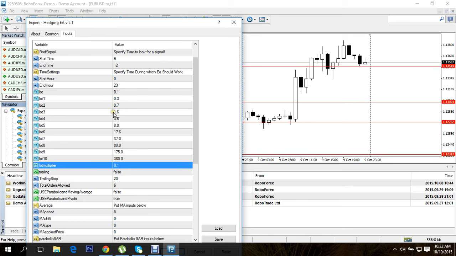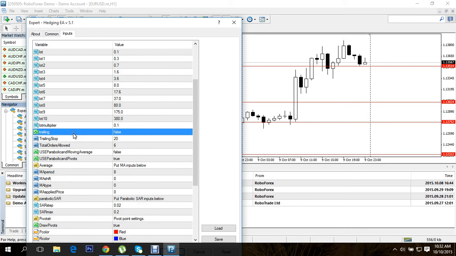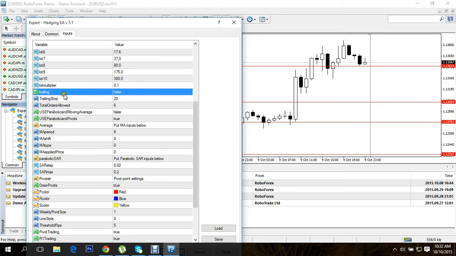Okay. The next variable here is the trailing flag. This basically tells this EA to use a trailing stop or not. Okay, so if you want to use a trailing stop in this EA, then you have to set this flag to true. Once you set this flag to true, then it will start trailing your trades.